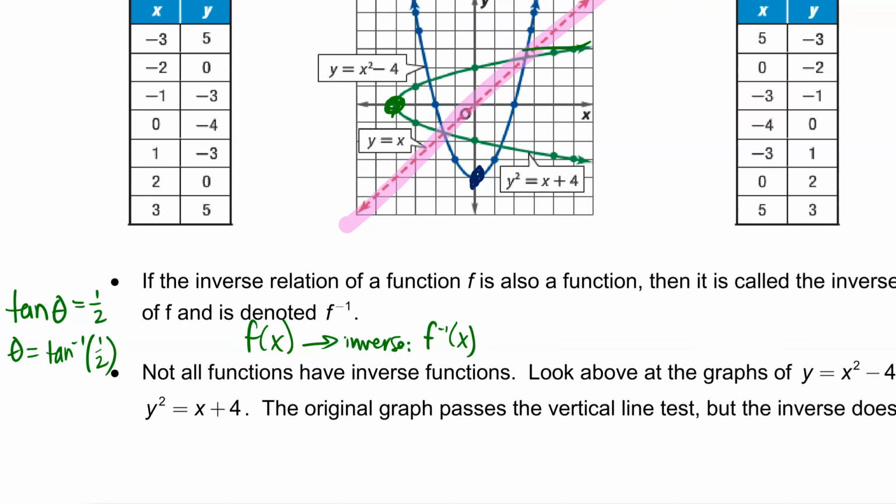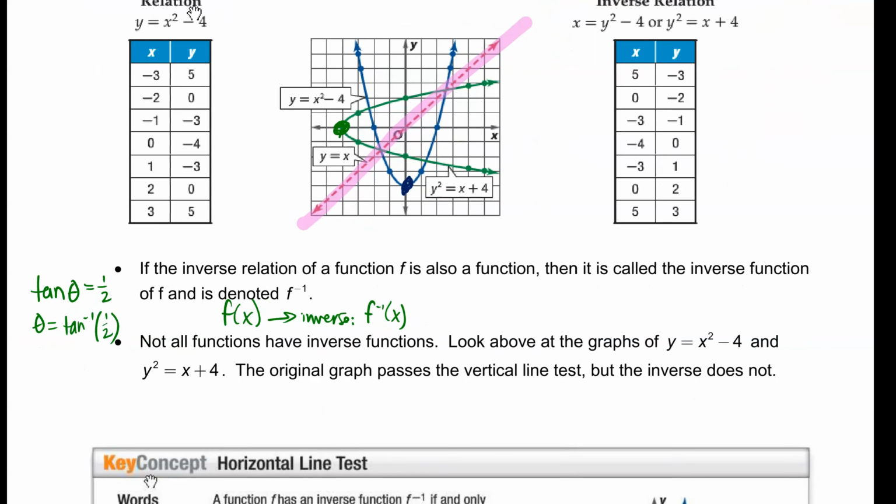The green one up here. Is this a function? No. No, why not? Doesn't pass the vertical line test. Perfect. So this is only a relation. Not all functions have inverse functions.